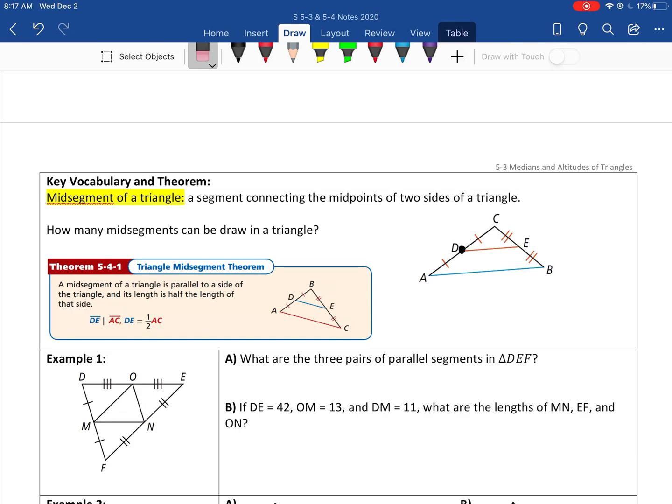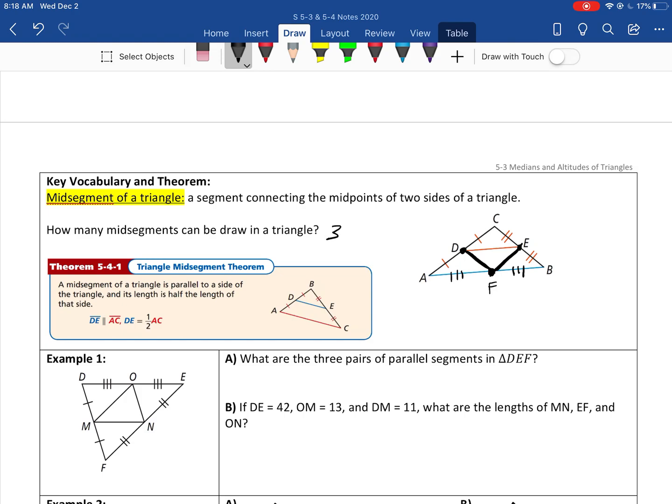Okay? So if we are connecting midpoints of each side, well, there'd be a midpoint here. Let's name it F. There's a midpoint here and a midpoint here. So if I connect all of those, we'd have DF is one and FE is another. So you can draw 3 total midsegments in your triangle. Okay? So you're going to see those a lot. You're going to see all 3 a lot.